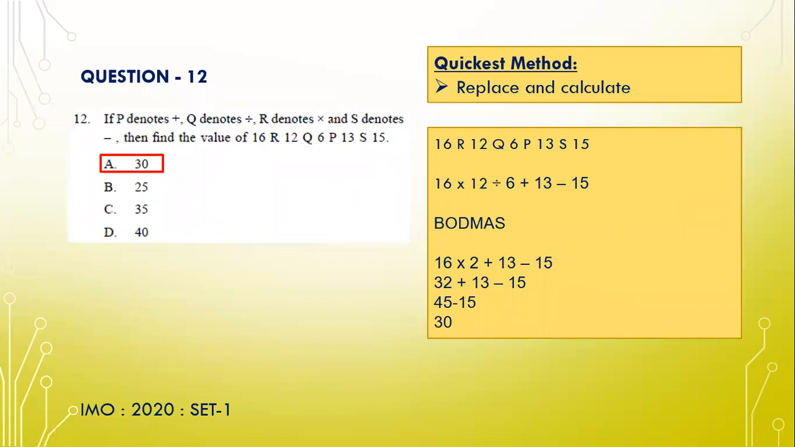If P denotes plus, Q denotes divide, R denotes multiplication, and S denotes minus, then find the value of 16 R 12 Q 6 P 13 S 15. So replace and calculate. So R is multiplication, Q is division, and P is plus, and S is minus. Apply BODMAS: bracket, order, division, multiplication, addition, subtraction. So first is division. 12 divided by 6 is 2. Then comes multiplication. 16 2s are 32. Then comes addition. 32 plus 13 is 45. And then is subtraction. 45 minus 15 is 30. So answer is 30.